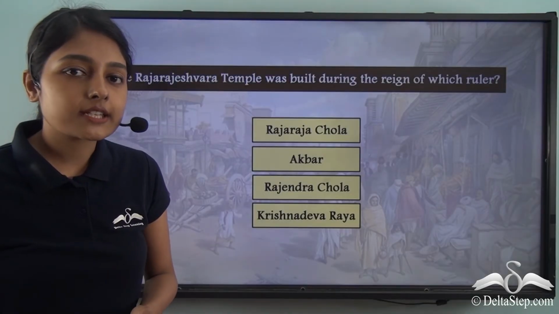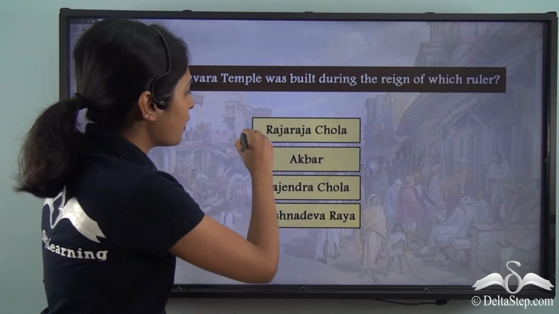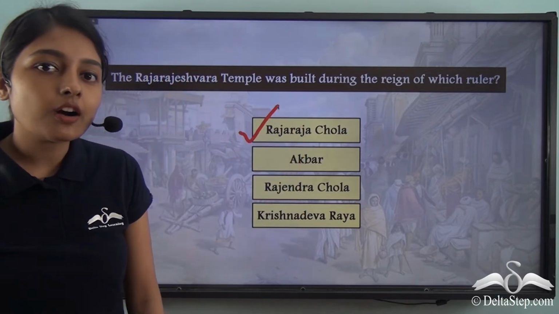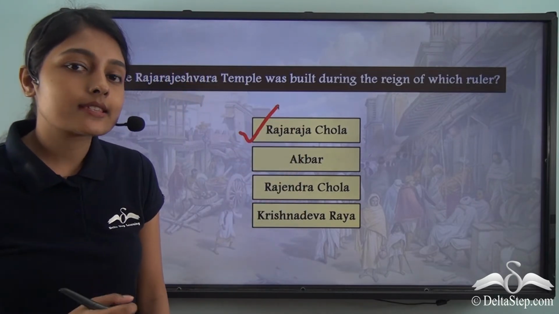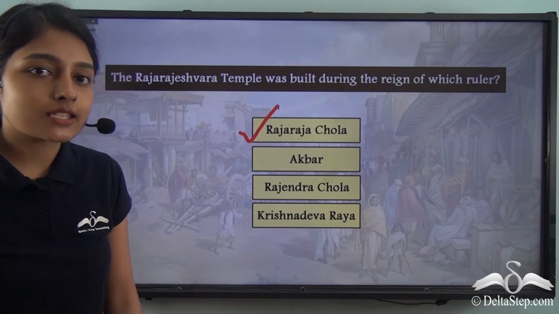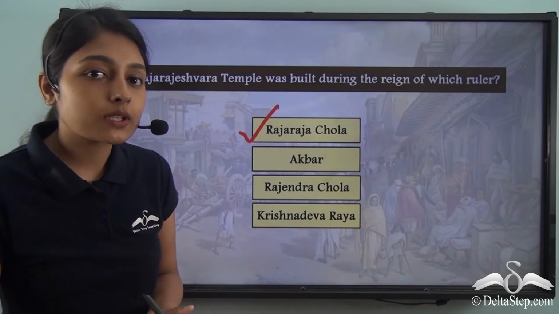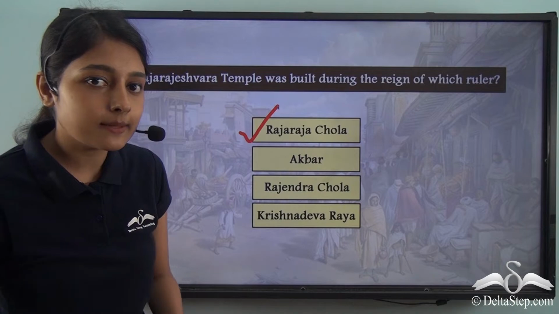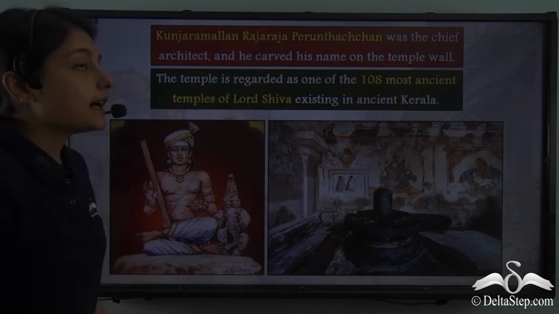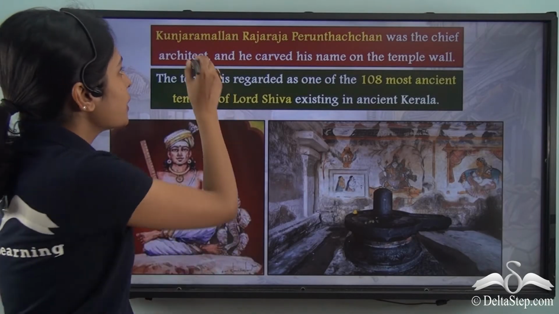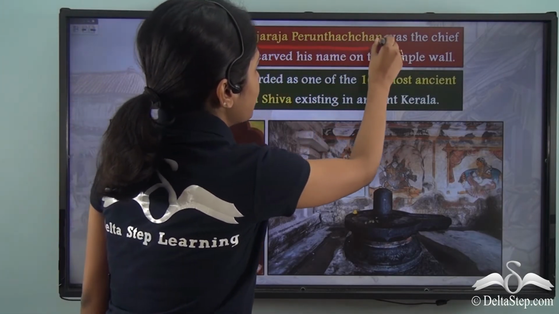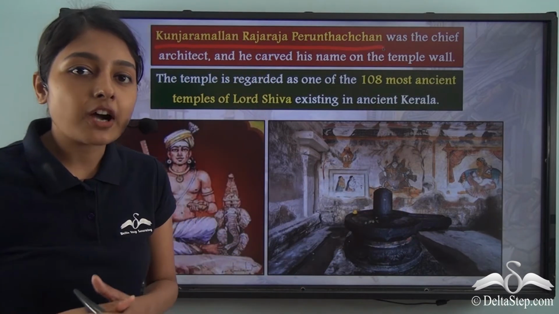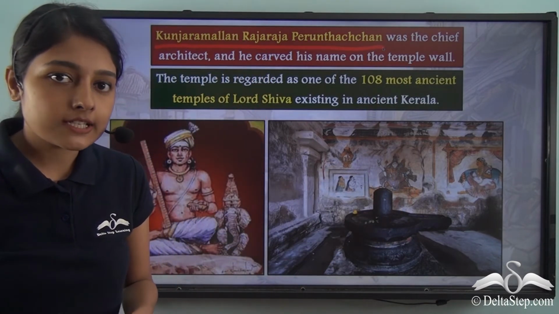The Raja Rajeshwara temple was built during the reign of King Raja Chola of the Chola dynasty, and this temple was built in the 10th century. Now let us proceed with our discussion and find out the details about the Raja Rajeshwara temple. A person by the name of Kunjaramallan Raja Perunthacchan was the chief architect of the Raja Rajeshwara temple.